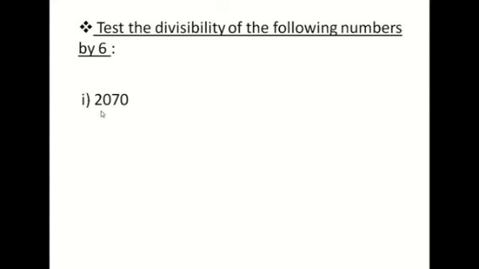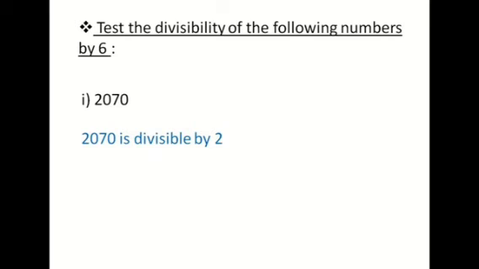So first we have to check whether the number is divisible by 2 or not. Look at the ones place. It is 0. If the digit in the ones place is 0, 2, 4, 6, 8, then the number is divisible by 2. So here it is 0, so the number is divisible by 2. Write that 2070 is divisible by 2.